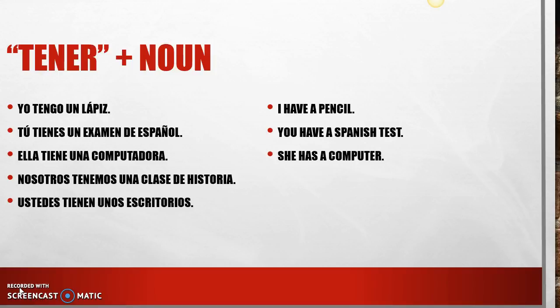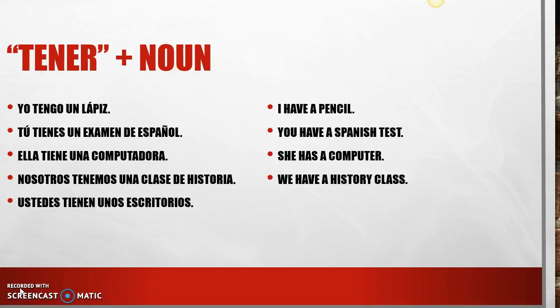Ella tiene una computadora. Since our subject is ella, we conjugated tener in the ella form. Ella tiene is she has. The noun, or what is being possessed, is a computer, una computadora. Ella tiene una computadora is she has a computer.